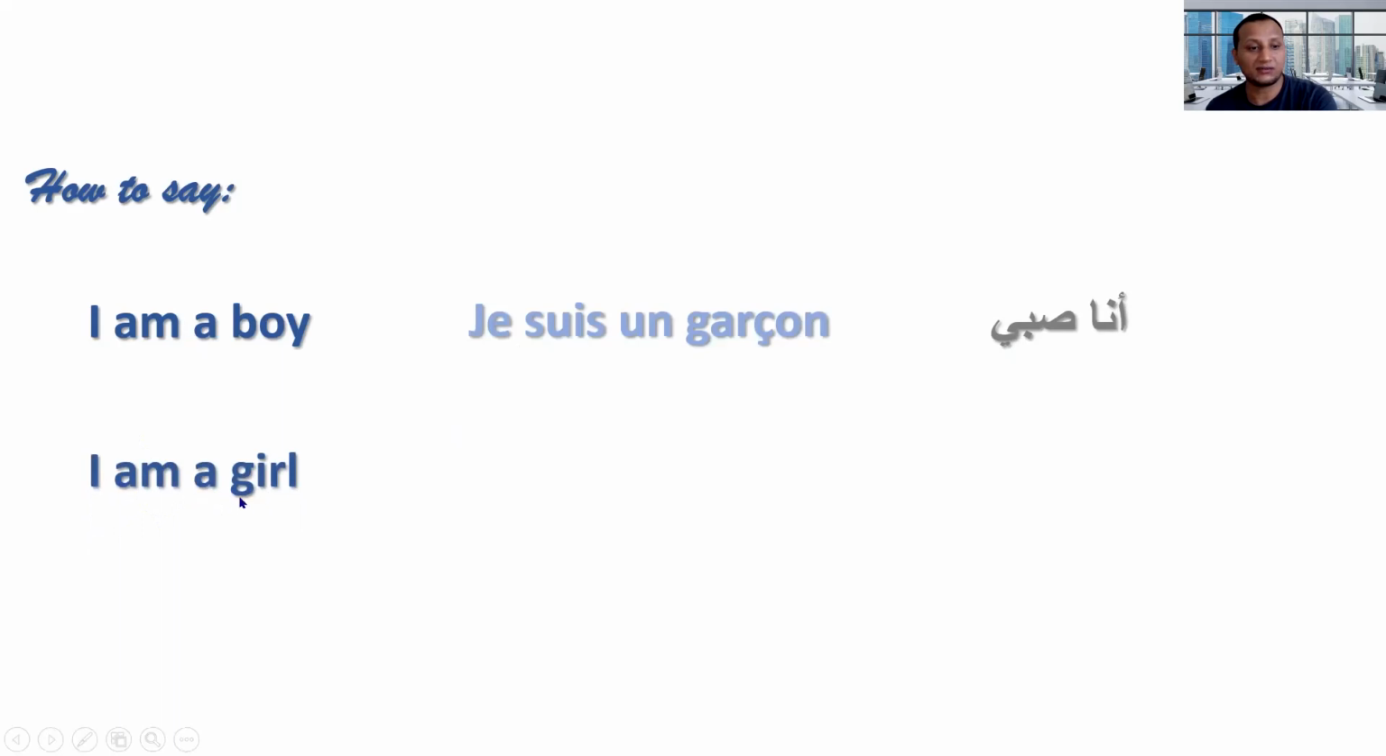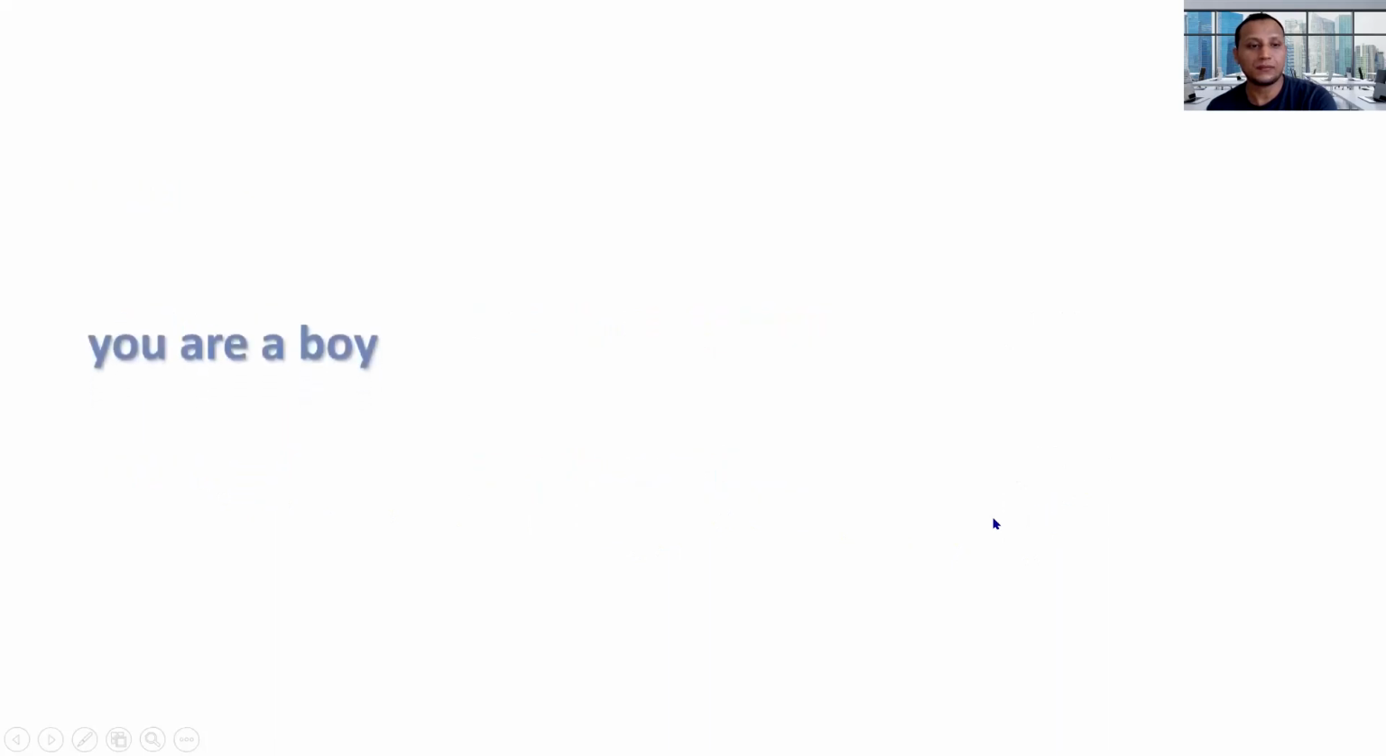A girl what in French? A girl is a feminine noun with indefinite article. So, une fille. Je suis une fille. أنا فتاة. Okay. You are a boy. I'm giving examples of something new you're gonna study.